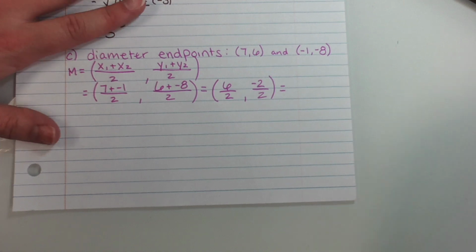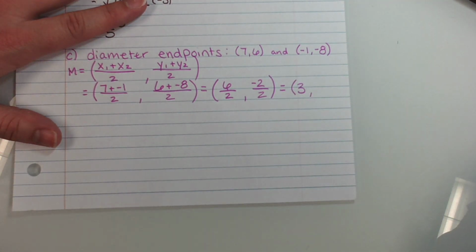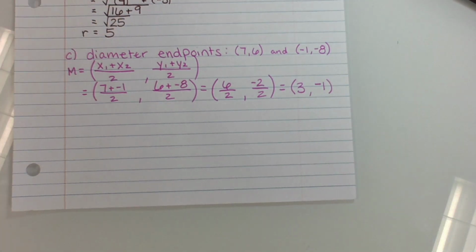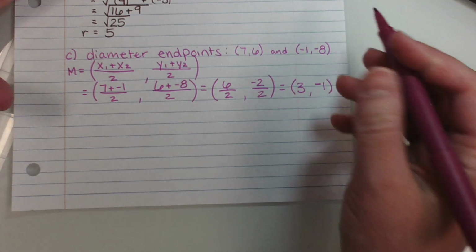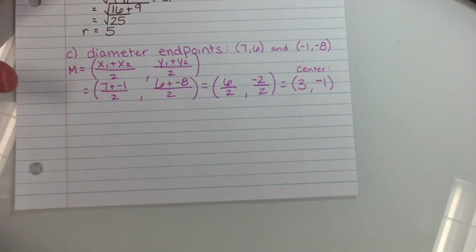Simplify if possible. If not, leave them as a fraction. Technically, if you give me a 0.5, I'm not going to be upset, but I prefer the fraction. 3, negative 1. Be careful, midpoint formula adds while distance formula subtracts. It's another common mix-up. So that is the center.